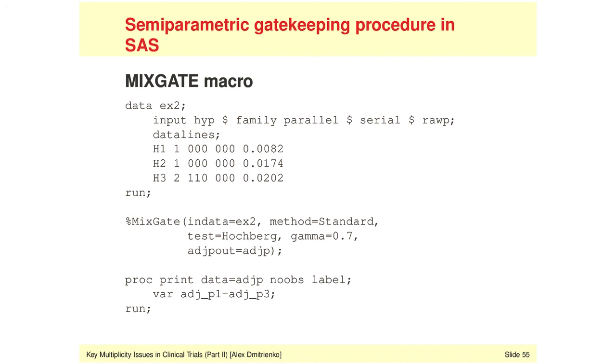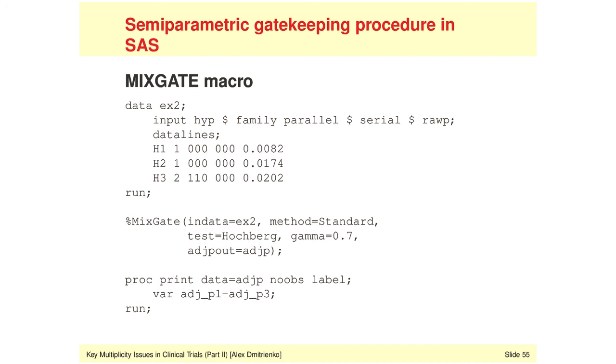The first module includes the specification of a data set called EX2, which stands for example 2, and this data set defines most of the important aspects of this multiplicity problem. This includes the specification of the hypotheses to be tested. They correspond to the rows in this data set. There are 3 rows, 1 hypothesis per row, and within each row we specify 5 variables.